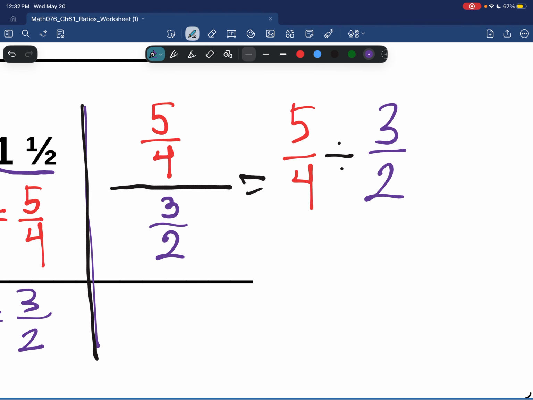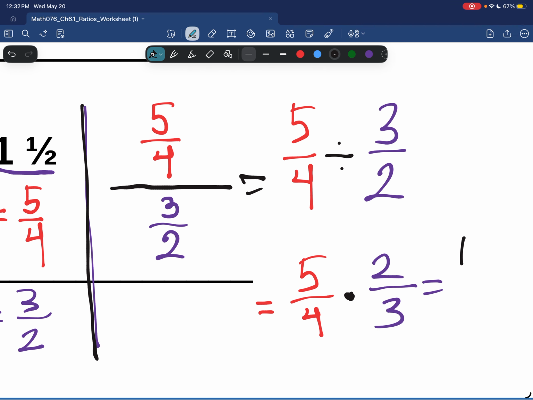So I'm going to change my sign from division to multiplication. So remember to do that. I stay calm in public when I see those fractions. 5/4. I change my sign, and then I freak out privately in my car. And then I go ahead and multiply and simplify.